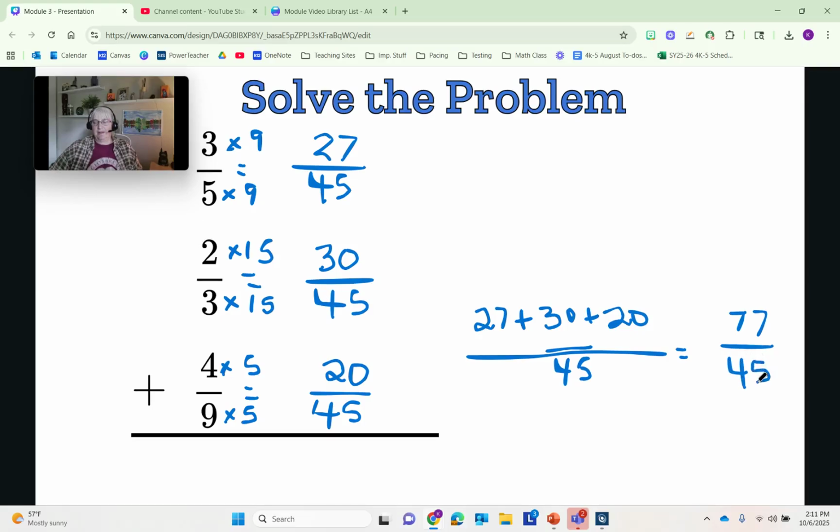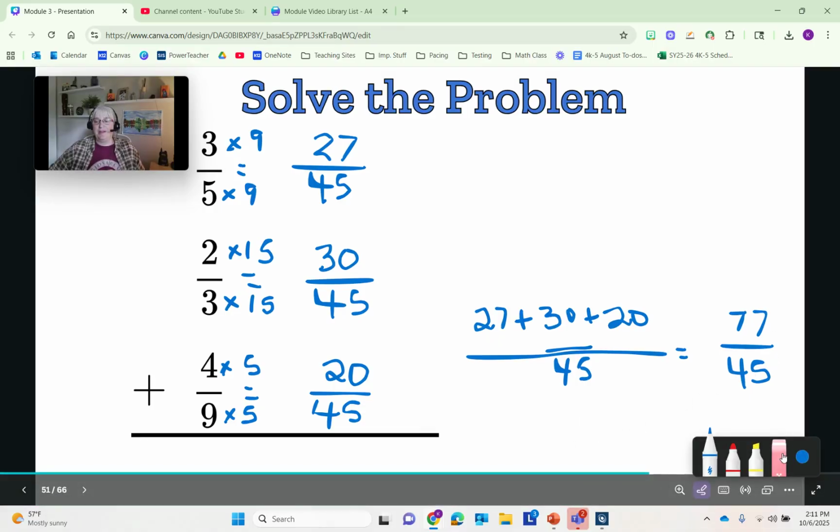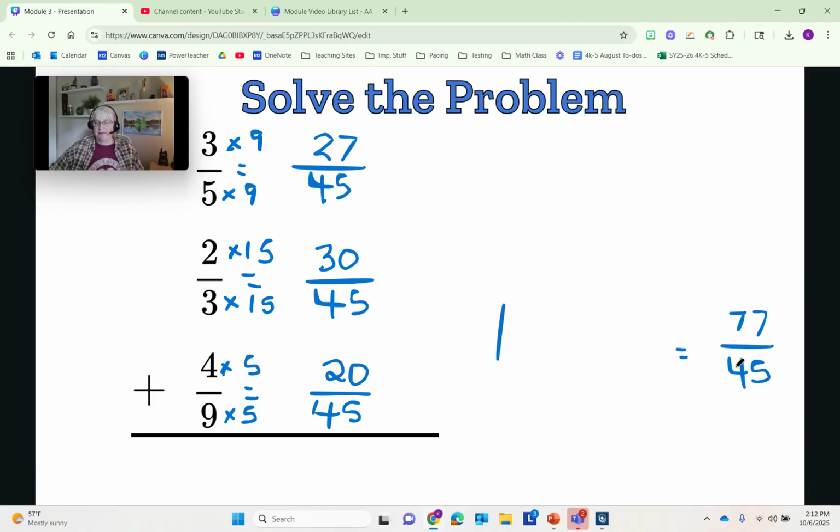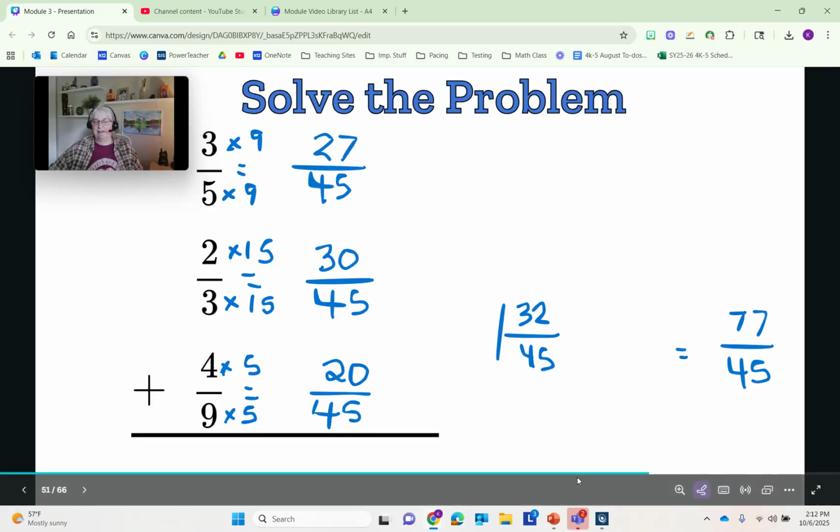45ths. That is called an improper fraction because the top number is bigger than the bottom number, and that means we have some whole units involved here. So 77 45ths, I can create one whole group of 45 45ths, and I would have some left over. I would have 32 pieces left over out of 45. Now we've turned this improper fraction into a mixed number.